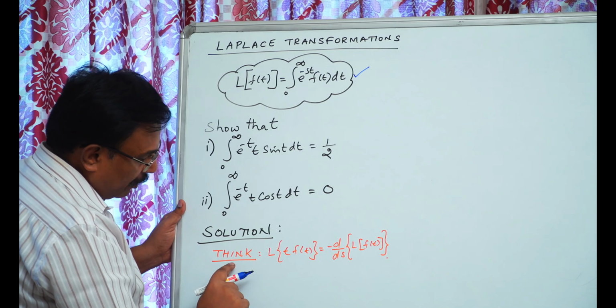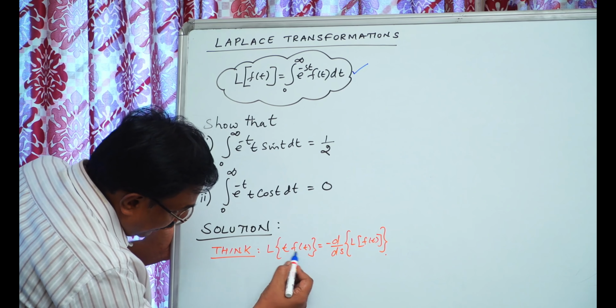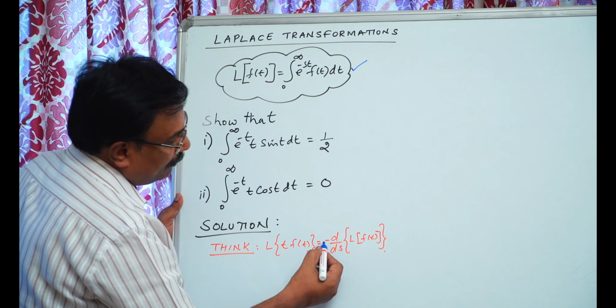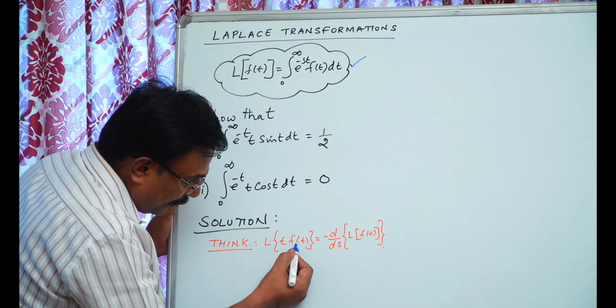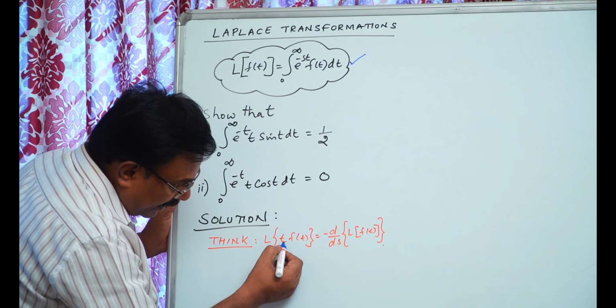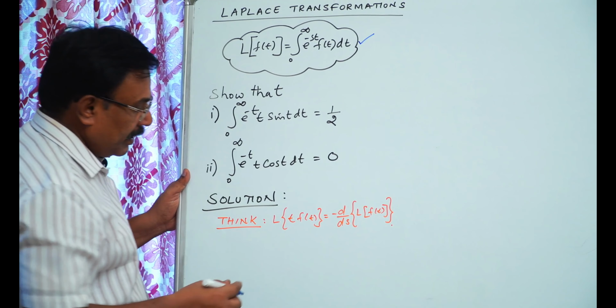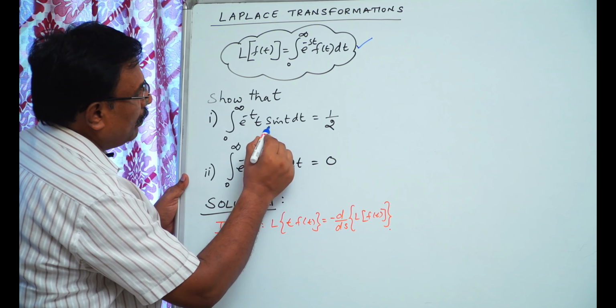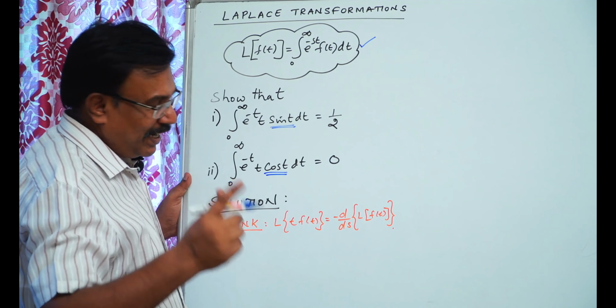Before that, we have to think about this result also. Laplace of t f of t is nothing but minus d by ds of Laplace of f of t. For t, we have to introduce the derivative with a minus symbol. Okay, let us start. For this problem, sin t and cos t are two terms with standard results.